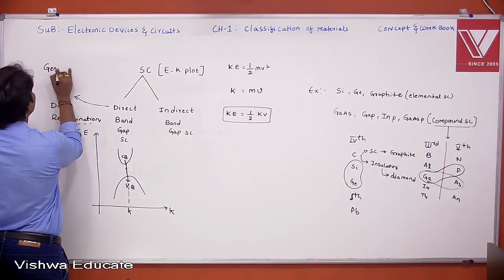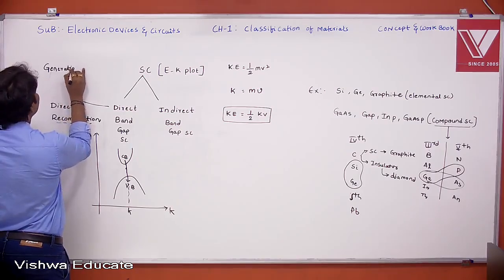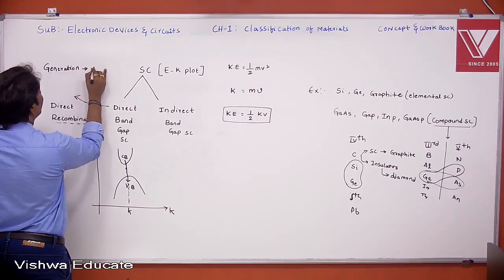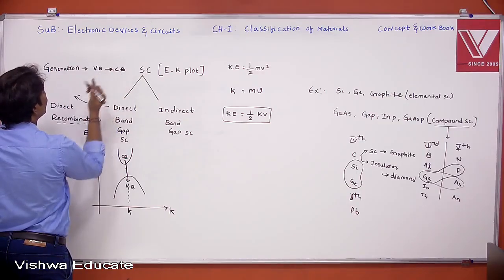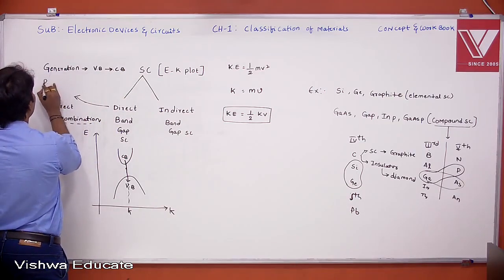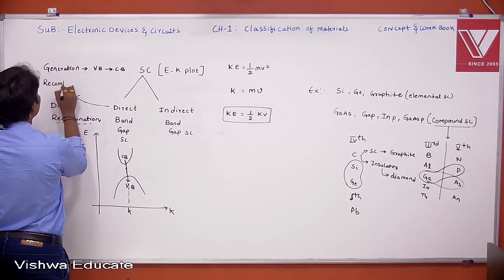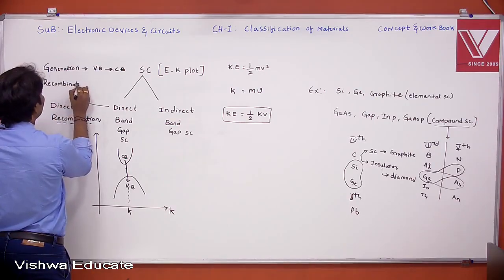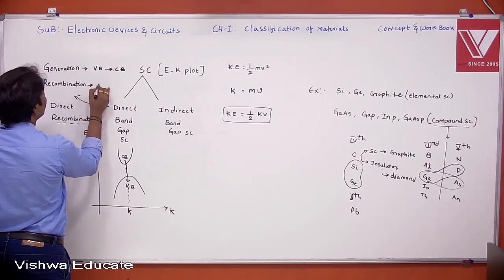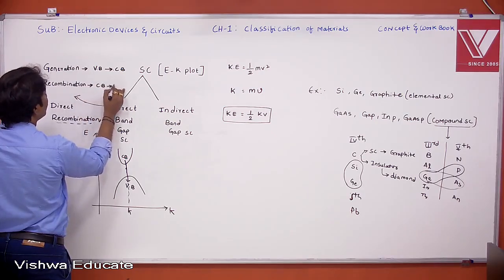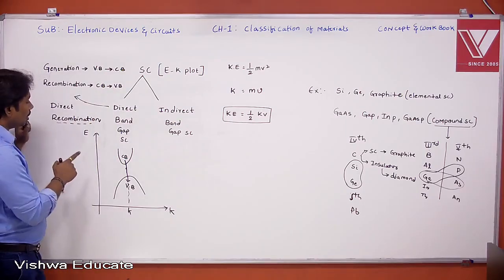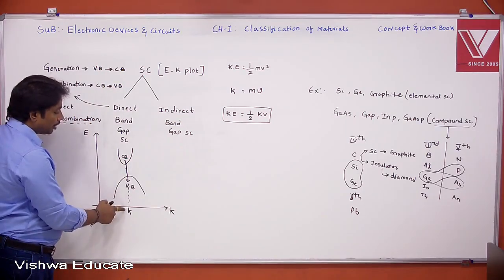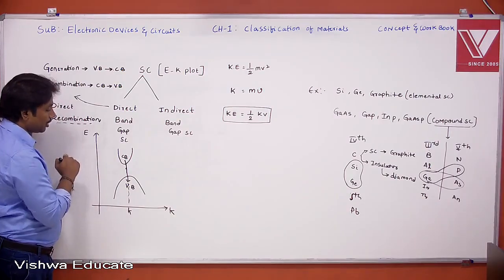Generation. What is generation actually? Generation is nothing but if an electron is moving from valency to conduction. Okay. Recombination is nothing but if an electron is moving from conduction to valency. Now here it is at the same momentum, that's why it is named as direct recombination actually.